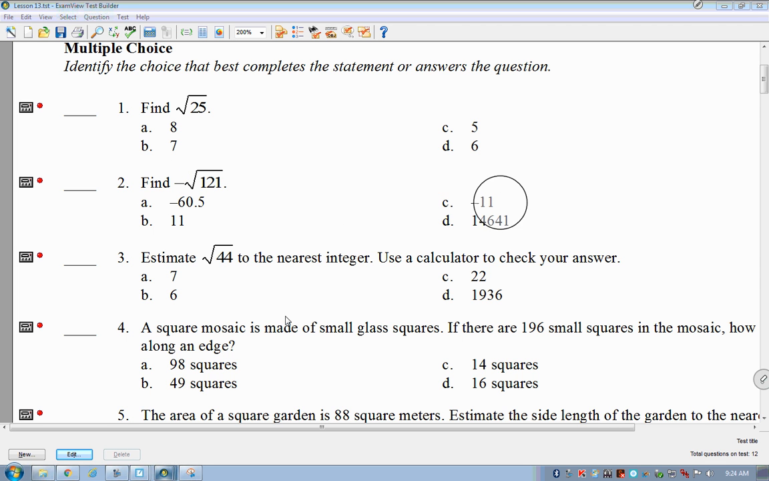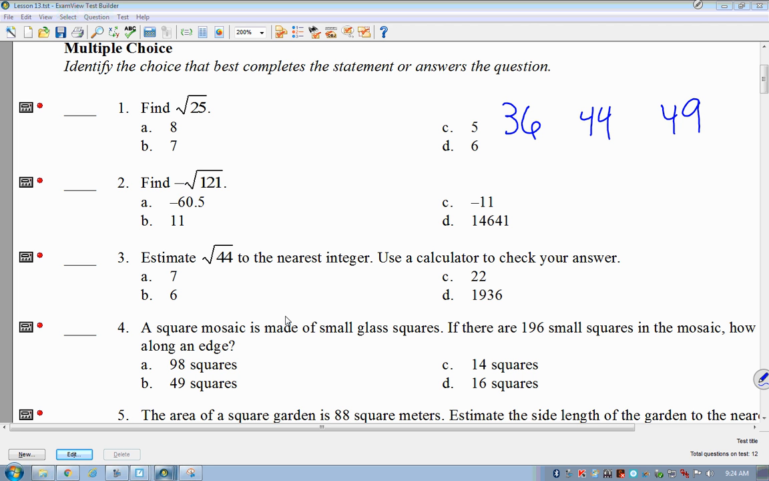And then we get into something a little trickier. This says the square root of 44, and we can use our calculator to check. What perfect squares show up on either side of 44? 49. And what's on the other side? 36. So here's what we do. We know 44 is not a perfect square, but it's going to be between 6 and 7. Does that make sense?